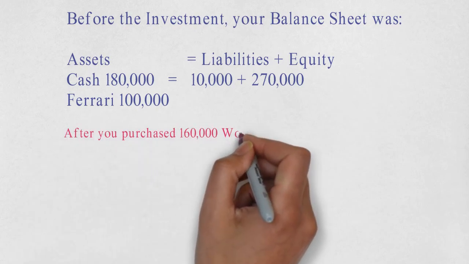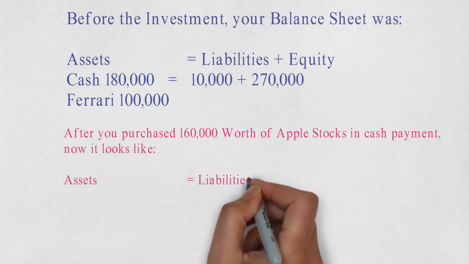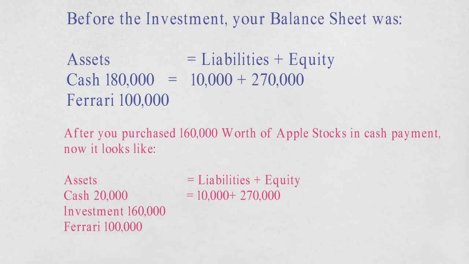Now, after you purchased 160,000 worth of Apple stocks and you paid cash, your cash now drops from 180,000 to 20,000. But you've got a new item on your assets, which is the investment in the Apple stocks. So this investment is worth 160,000 and your Ferrari has the same value of 100,000. Your liabilities are the same, 10,000, and your equity is still the same of 270,000.